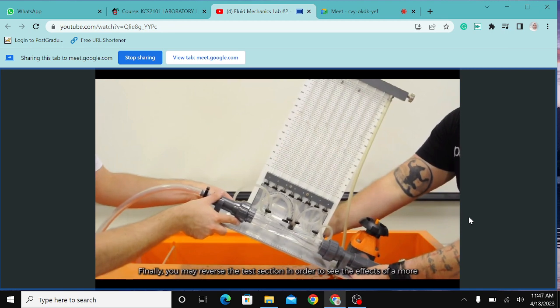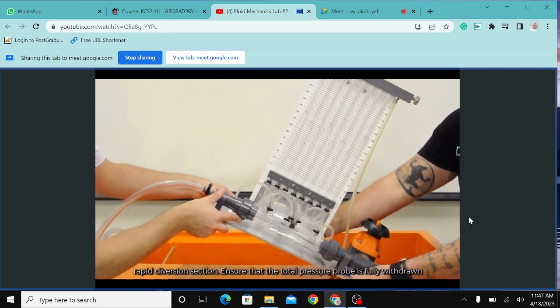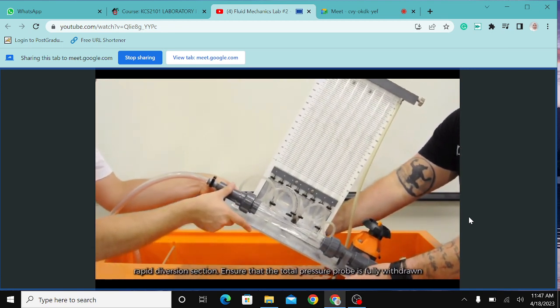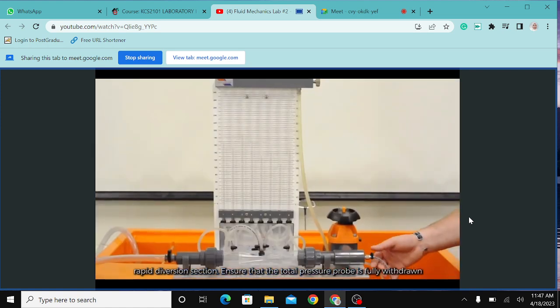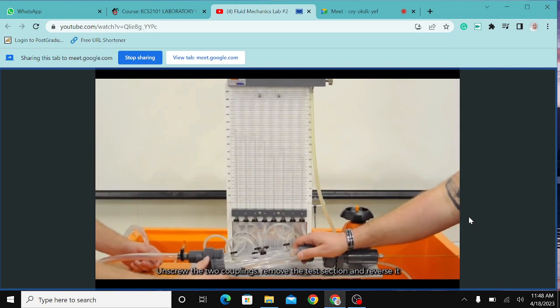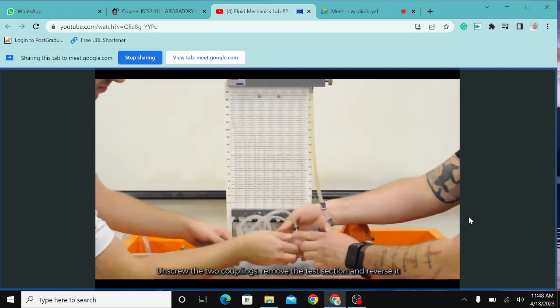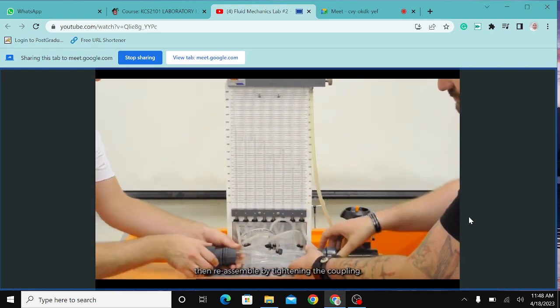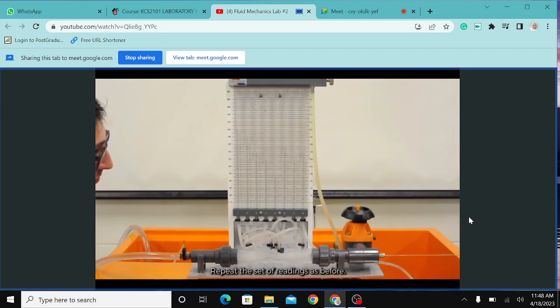Finally, you may reverse the test section in order to see the effects of a more rapid converging section. Ensure that the total pressure probe is fully withdrawn from the test section but not pulled out of its guide in the downstream coupling. Unscrew the 2 couplings, remove the test section and reverse it, then reassemble by tightening the coupling. Repeat the set of readings as before.